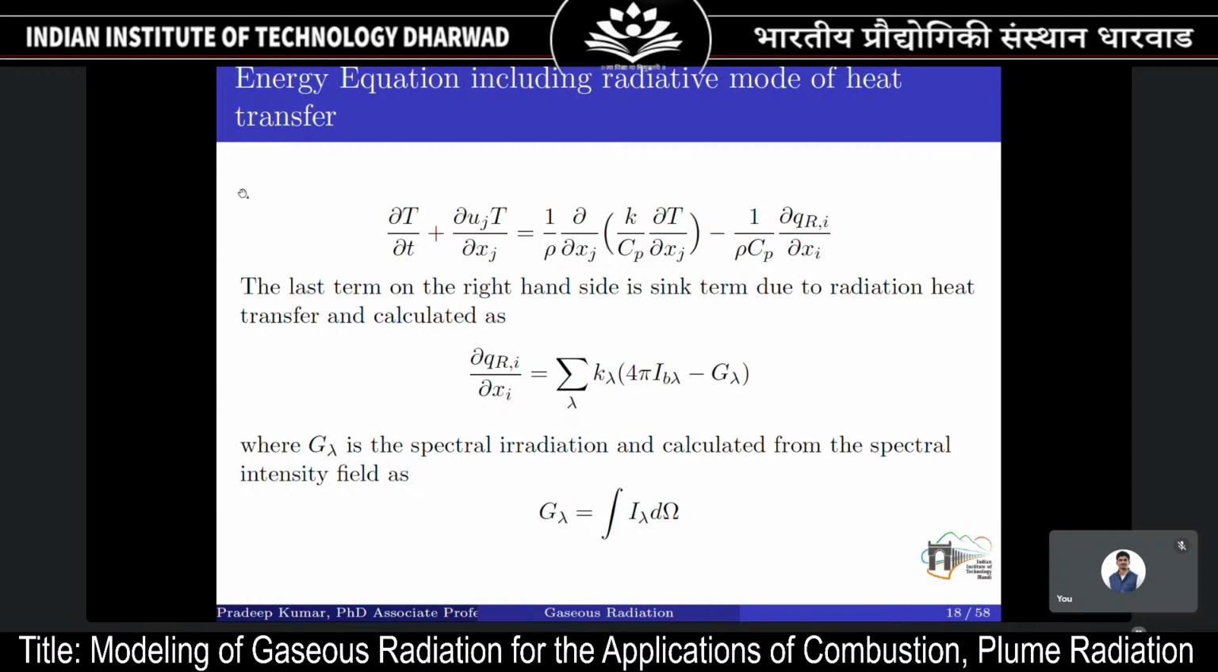G_lambda is the irradiation, and irradiation is calculated from the intensity field. So you need to solve the radiation equation, and then you have to calculate the irradiation. So this equation has all modes of heat transfer.